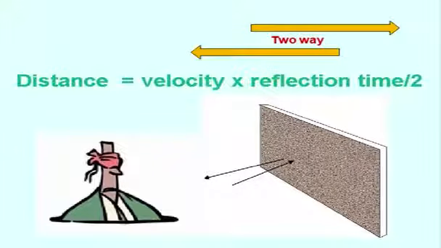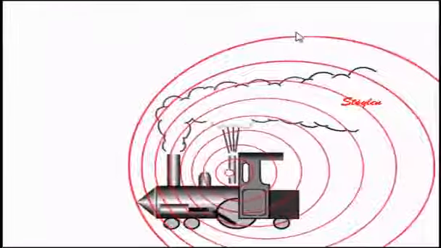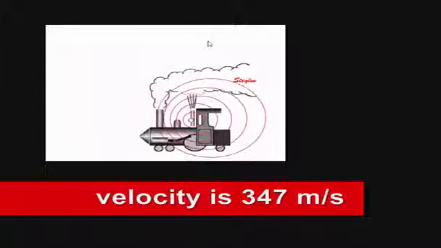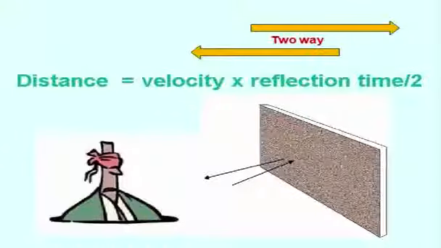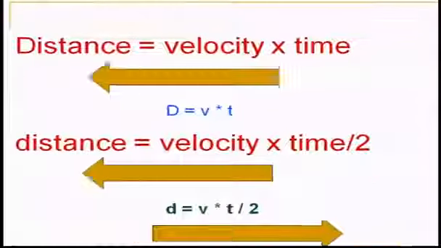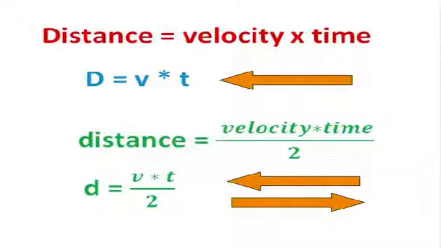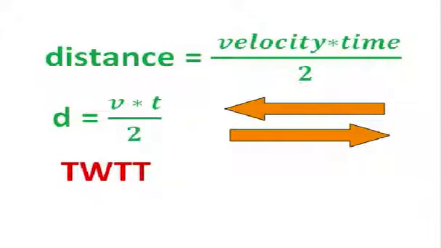Now, knowing the exact travel time, he can calculate the distance. From physics, he knows that the sound travels through an environment of standard temperature and pressure at a velocity of 347 meters per second. By using this formula and knowing that capital D equals one-way travel time and small d equals two-way travel time, we can write distance is equal to velocity multiplied by the time, or d equals v times t. To calculate TWTT, we write little d equals v times t divided by 2.